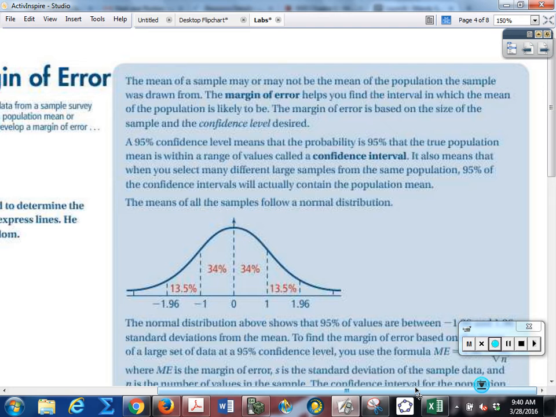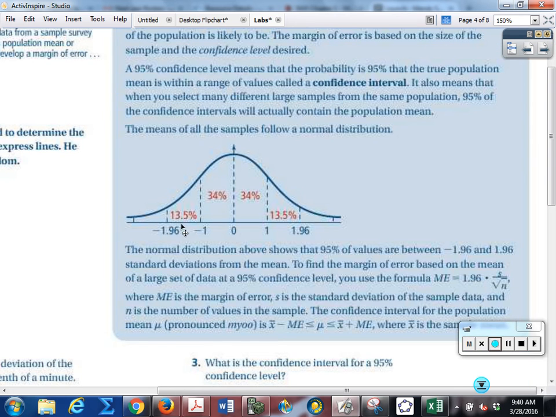And it's based on the bell curve. This is a little bit different than we did with the normal distribution. We said that this was 68 and this was 13.5 when you went out 2 standard deviations, and this one's only going out 1.96. Okay? So when we look at 95% confidence, that means that the probability is 95%.